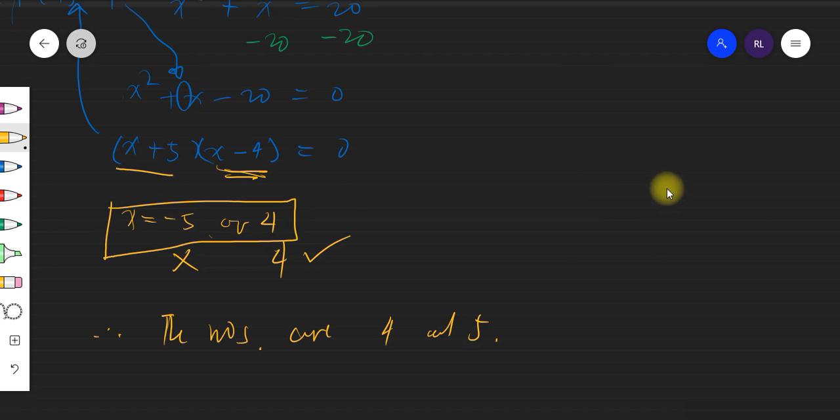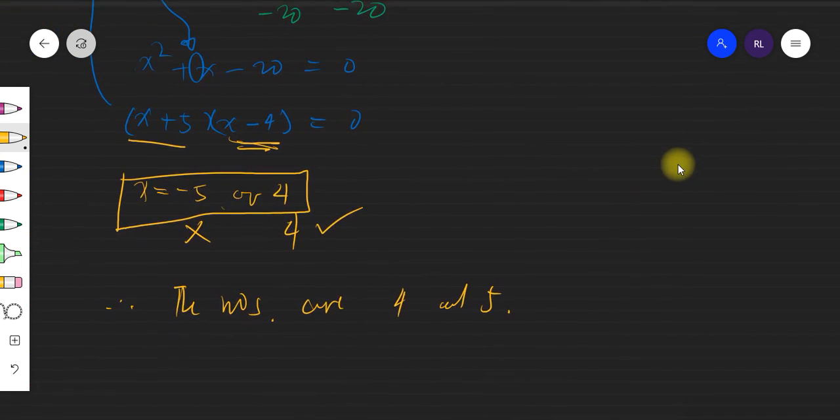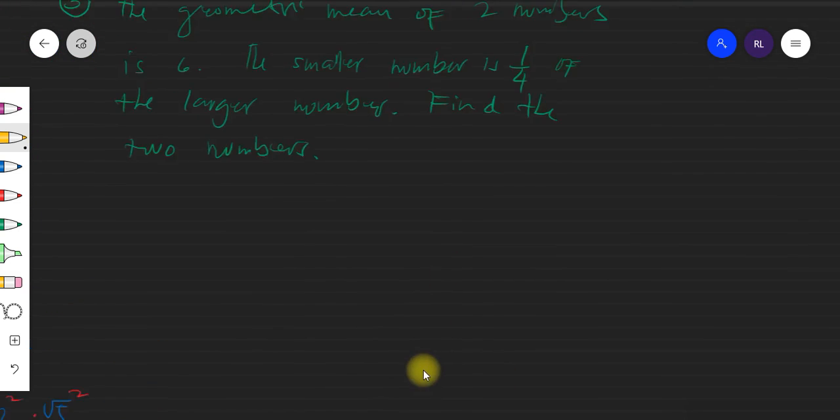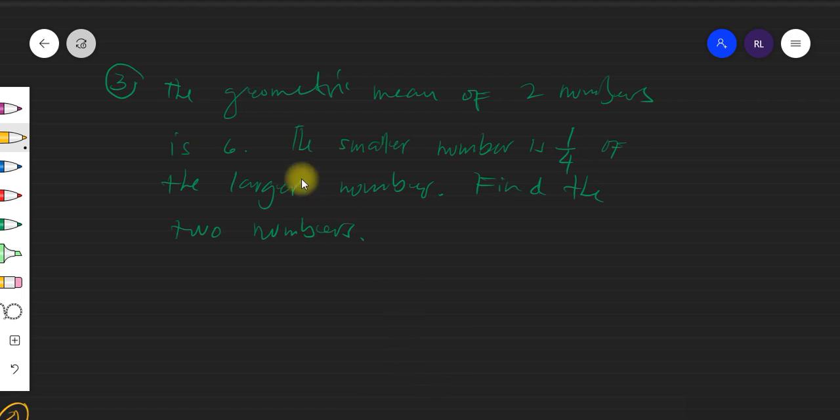So we have here another one. Number 3: the geometric mean of two numbers is 6. Let's take note of that. The GM is just 6. The smaller number is 1/4 of the larger number.